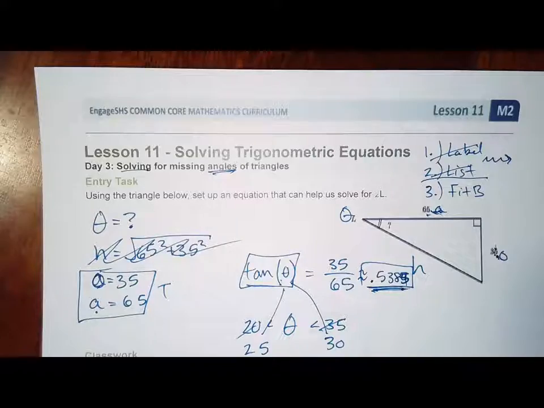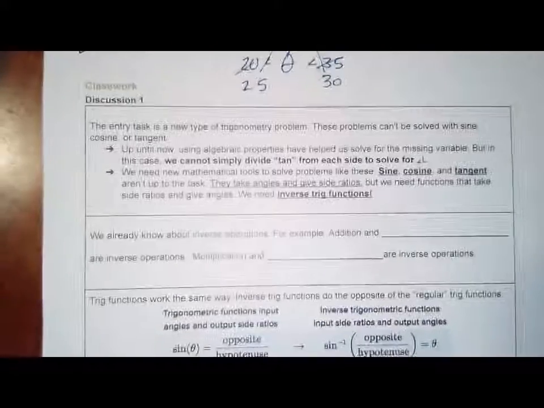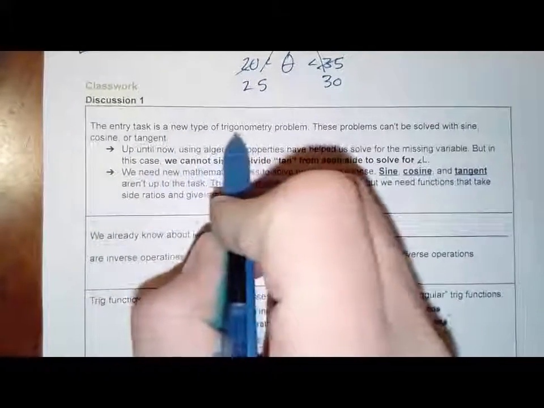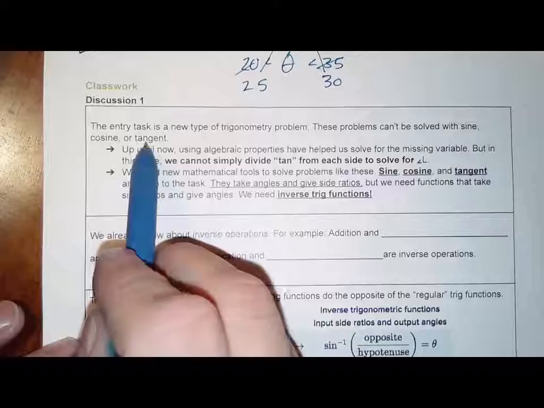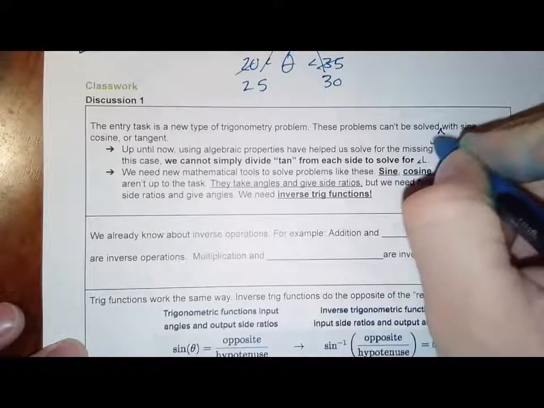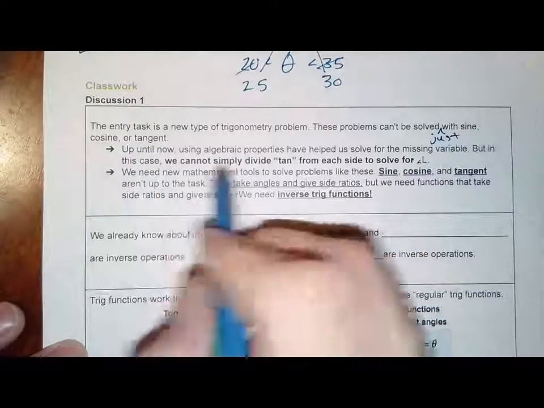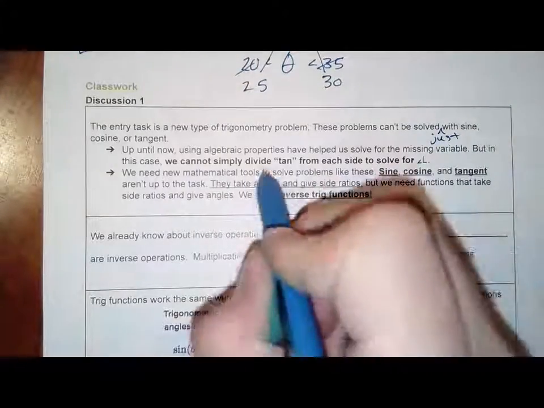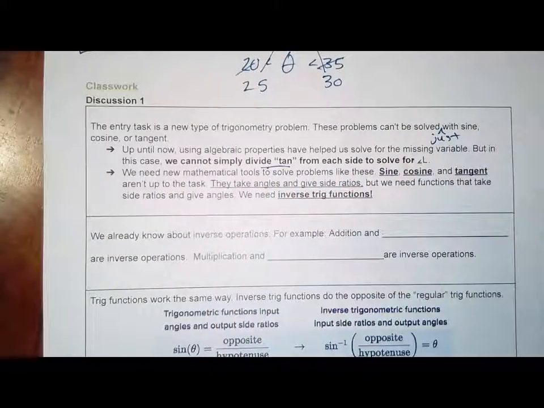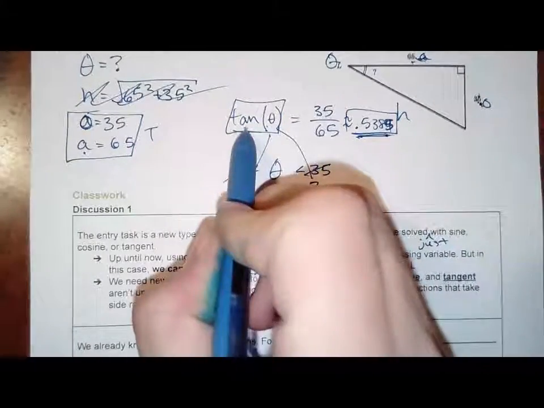Let's talk some notes. Go down to the next page. Or not the next page, it's going further down the page. Discussion 1. The inter-task is a new type of trigonometry problem. These are problems that cannot be solved with just sine, cosine, or tangent. Up until now, using algebraic properties helped us solve for the missing variable. We just can't divide tangent from each side. Notice that this is not a times.